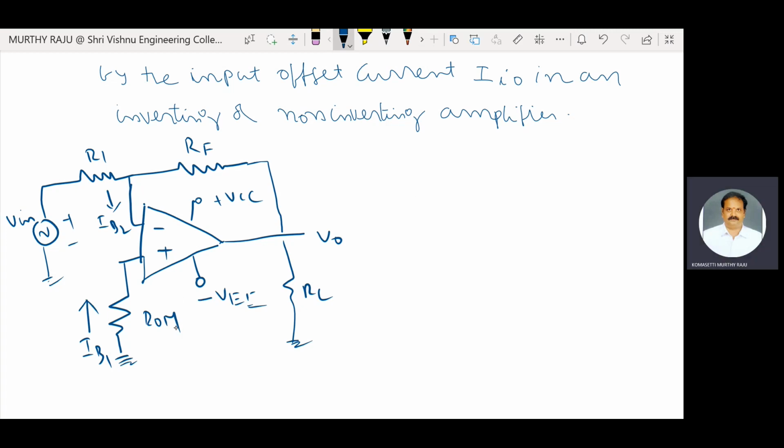This ROM is the offset minimizing resistor. Input bias current effect is eliminated by using this ROM. In the inverting amplifier with offset minimizing resistor, ROM is R1 parallel to RF. Under present conditions, Vin is equal to 0.